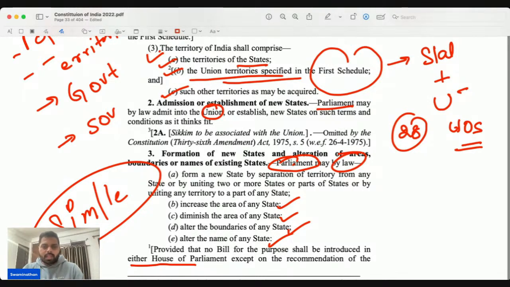Firstly, if a name has to be changed or an area has to be increased, a bill will be presented in the parliament with the prior recommendation of the president of India. Parliament will pass that particular thing. In the meanwhile, the president of India will send it to the respective concerned state asking for their opinion, that we are going to divide your state into two, or we are going to unite your state and form a new state, right? So they will seek the opinion of the states, but that opinion of the state is not binding upon the parliament. Parliament can keep aside the opinion given by the state and can still continue with the process of alteration of the state, right?